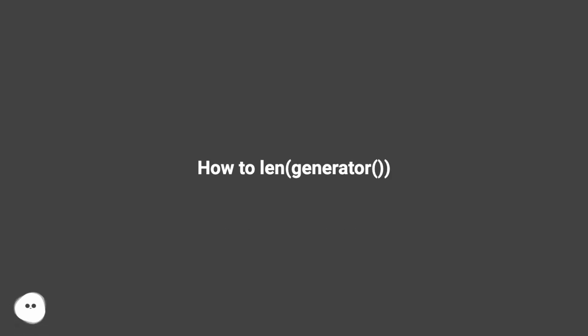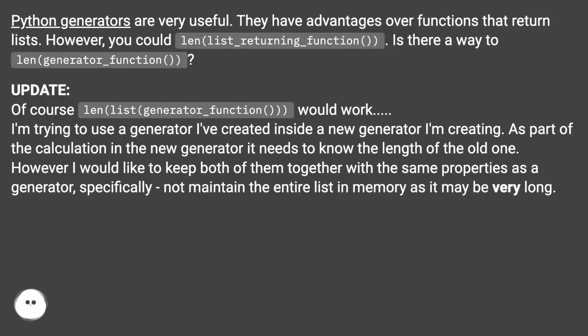How to len a generator. Python generators are very useful. They have advantages over functions that return lists. However, you could len(list_returning_function). Is there a way to len(generator_function)?